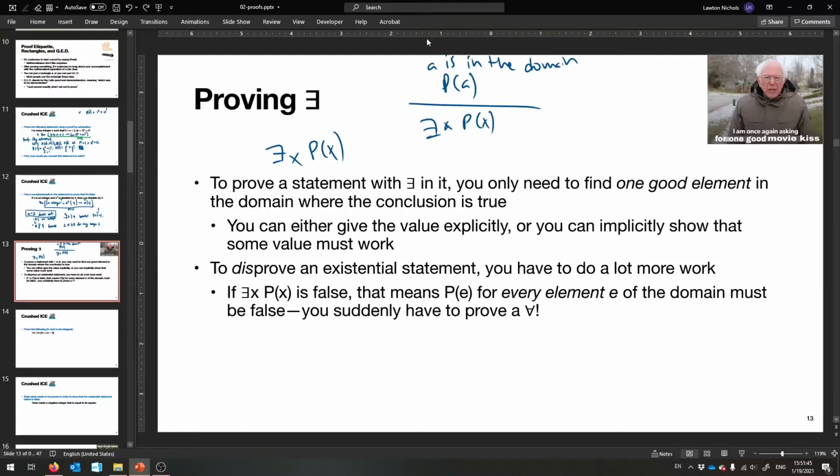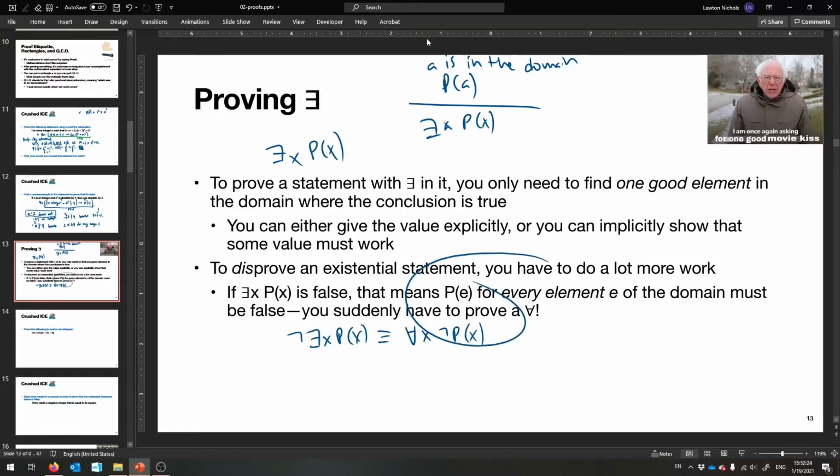Now, on the flip side, to disprove an existential statement, you have to do a lot of work because you suddenly have to prove a for all. Remember that if you're trying to prove that it's not true that there exists an x such that p of x is true, oh man, that means that's equivalent to for all x, it must be the case that it's not true for any of them. All right? So in English, my best way of translating this is, okay, it's not true that there's at least one element in the domain such that p of x is true, which means that for all of those elements in the domain, p of x must be false. Okay, that's how I read that.